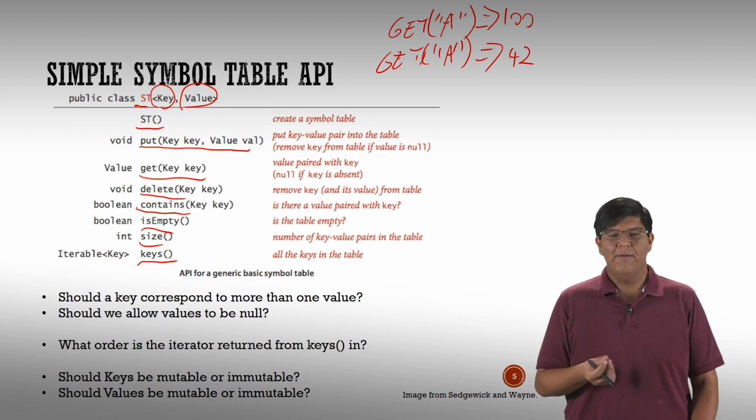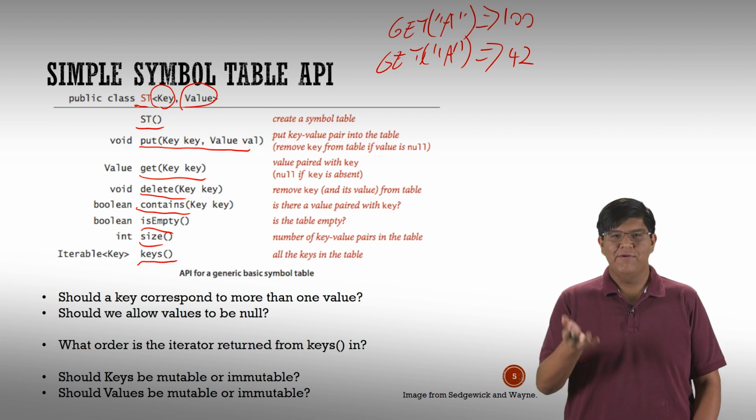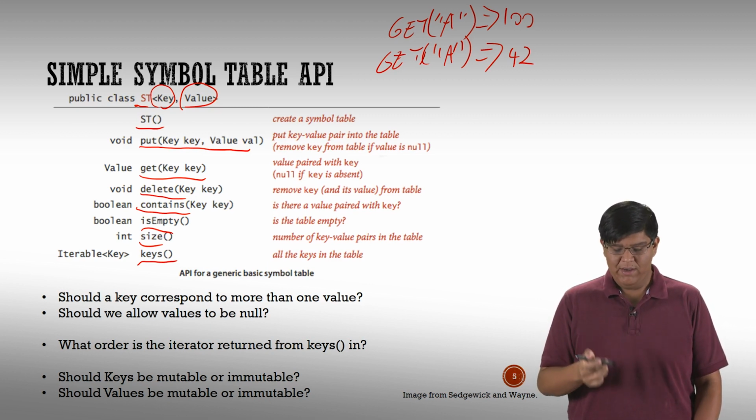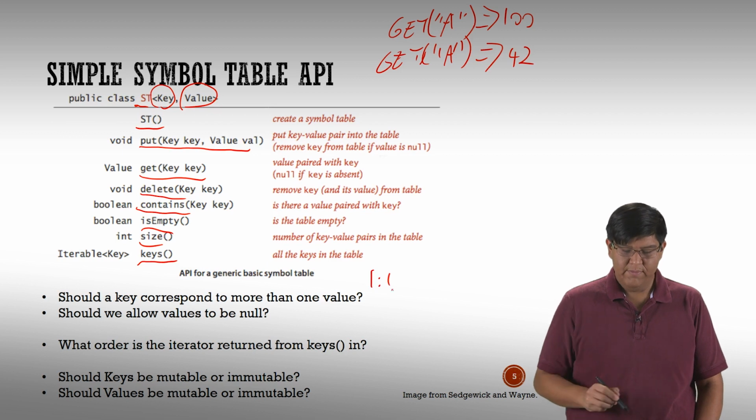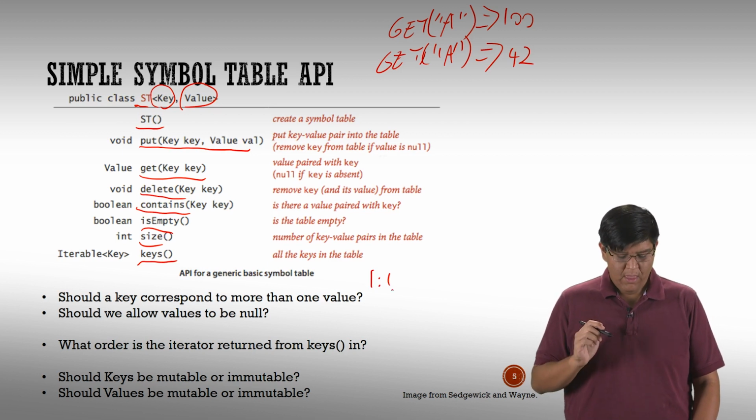Things are just going to get lost, right? I'm going to put something, and I do a get, and I get back something completely different, okay? So this would be a bad idea. What I want is basically a one-to-one mapping between keys and values. That's what I want. All right.